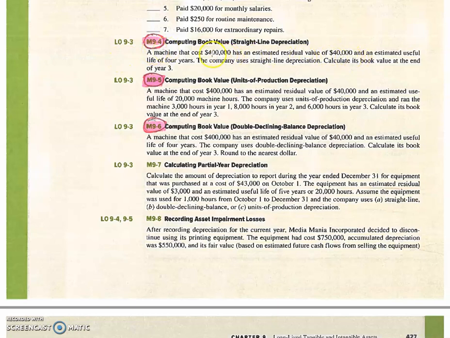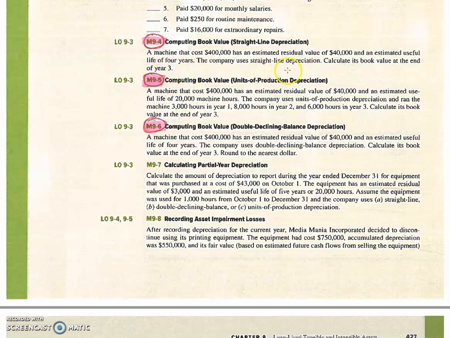So that gives us a depreciable cost of $400,000 minus 40, or $360,000, and an estimated useful life of 4 years. The company uses straight line depreciation. Calculate its book value at the end of year 3.